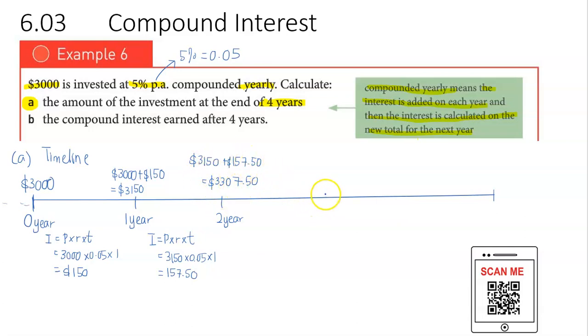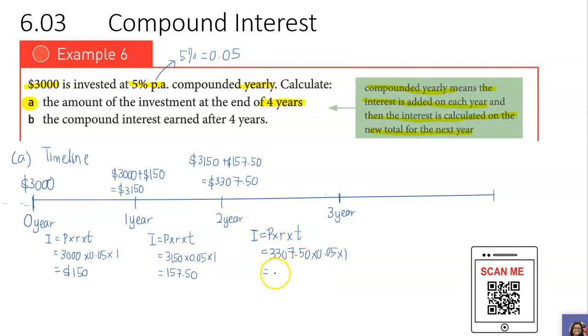So let's look at the third year. I put over here, third year. So at the third year, how much will I have over here? So I need to calculate the interest again, using I equals to P times R times T. So your P over here is 3307.5, which is using the previous value, times R, which is 0.05, and your duration will be times 1. Okay, 2 year to 3 year is still 1.